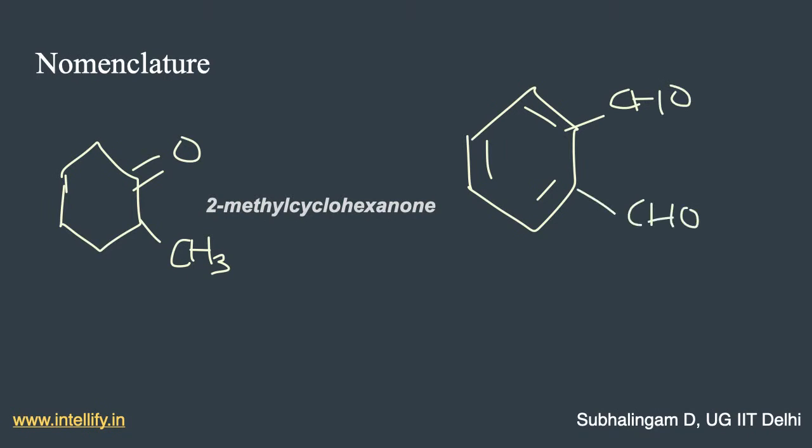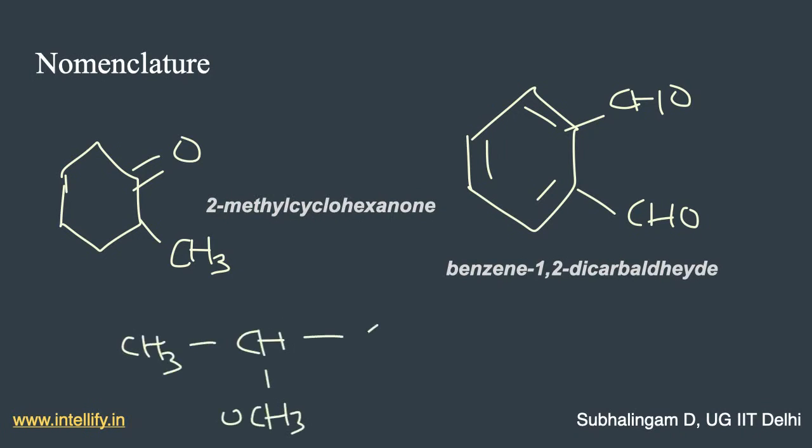Next compound, a simpler one. So we have 2 CHO groups this time at the ortho position. So how do we name this? We're going to name this benzene-1,2-dicarbaldehyde. Di is used because we have 2 aldehyde groups over here. So benzene-1,2-dicarbaldehyde.